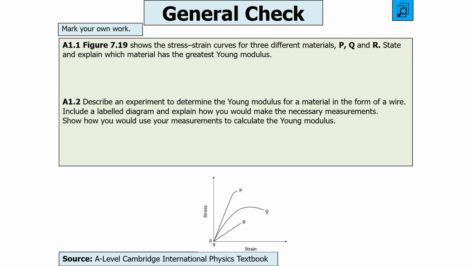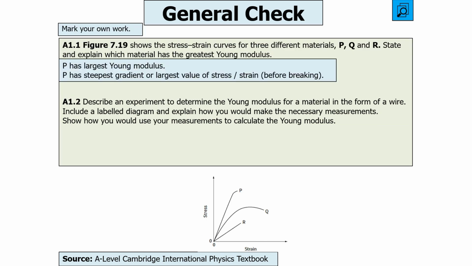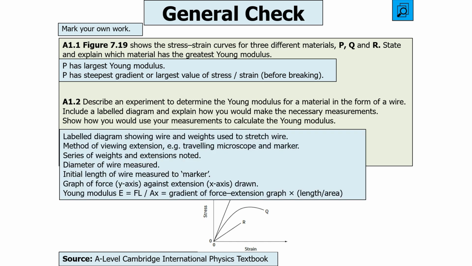Right, again you can see that the Young modulus is the gradient. So P has the largest Young modulus because it has the steepest gradient of all of the different materials. Now you need to have a diagram showing a wire and then weights being used to stretch the wire. You'd have to think of a method of viewing an extension, so you could have a travelling microscope, you could have a marker on the wire, you then use a series of weights to stretch that wire and then note down the extension. You would measure the diameter of the wire with a screw gauge micrometer. You'd measure the initial length of the wire with a ruler.